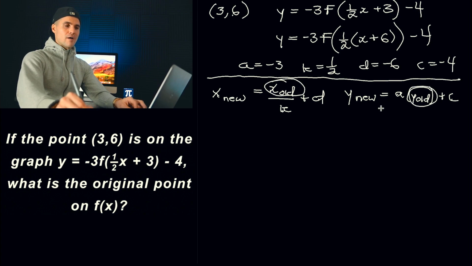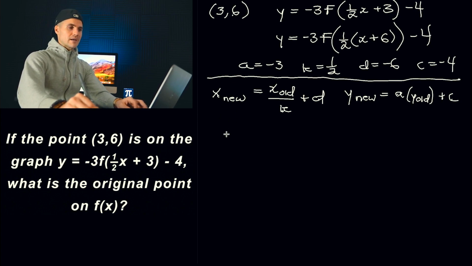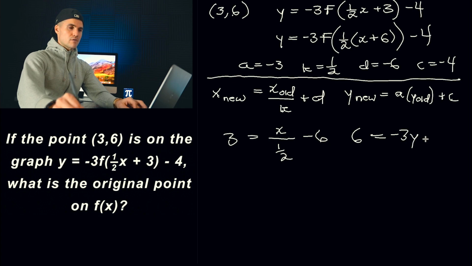And now we could plug everything into these equations, and we could solve for our original x and y values that were on the parent function. So the new x value, that's going to be 3. We're solving for this x value, so I'm just going to put an x here instead of continually writing that old in the subscript. And then the k value is 1/2, and then plus -6. And then the new y value is 6. The a value is -3. We are solving for that original y value, and then we got a -4, like that.